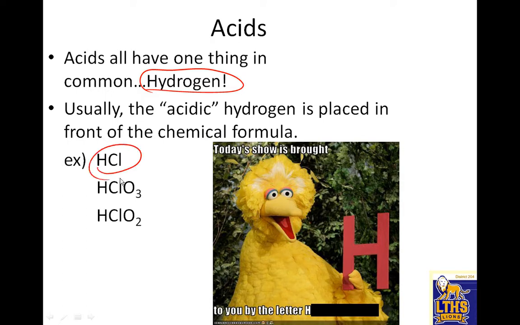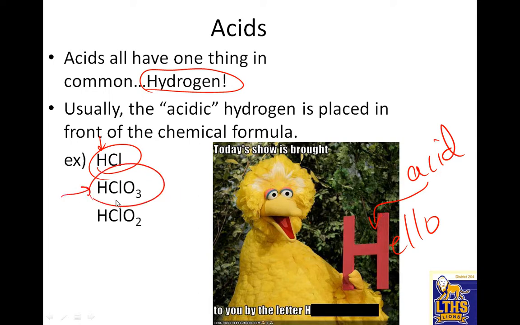So what is this thing? It's an acid. How do I know? Because you start with hydrogen. What kind of compound is this? Acid. How do I know? It starts with hydrogen. You must be an acid. So first you've got to recognize. And today's show is brought to you by the letter H, because hydrogen is the letter that starts all of our acids.